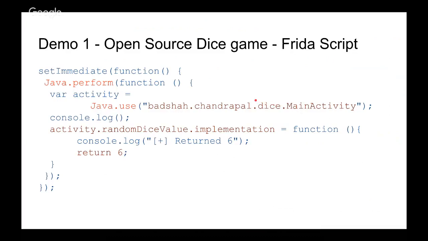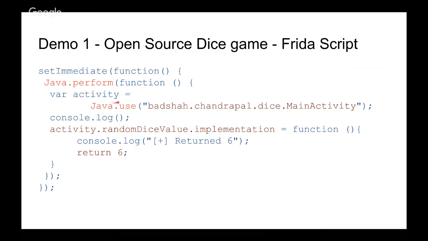What we do is setImmediate. This is a JavaScript keyword which says that whenever the JavaScript engine is initialized, no matter what other process you run, run this script first. Then you have Java.perform, which says whatever is defined under this function, please go and execute.